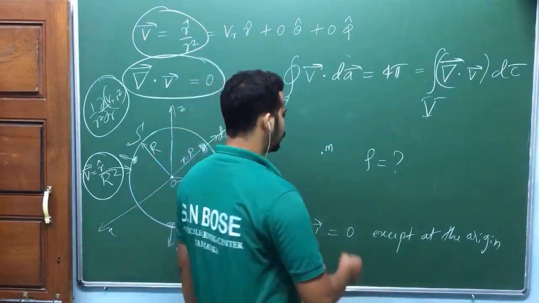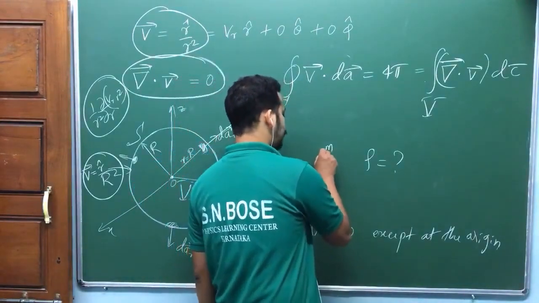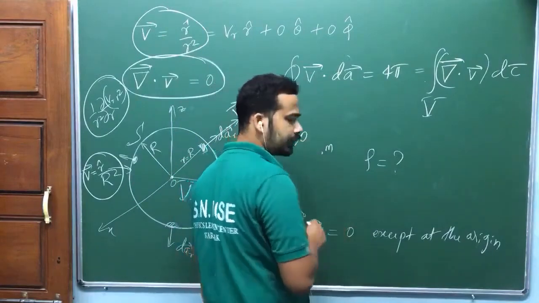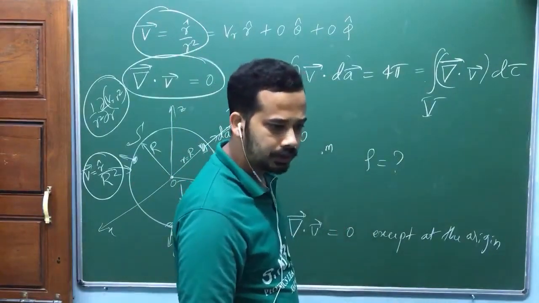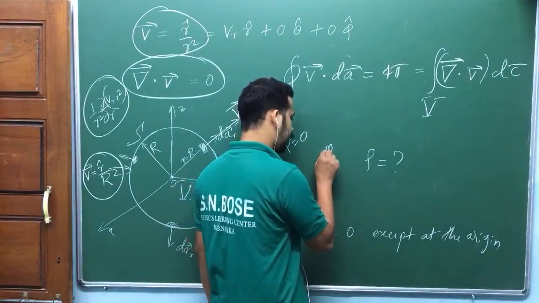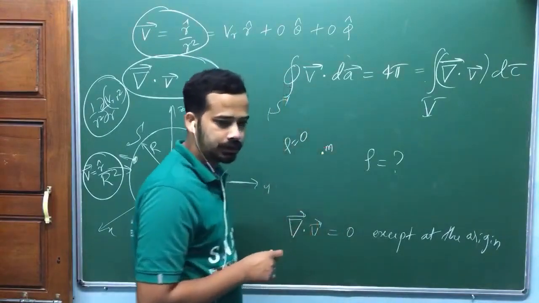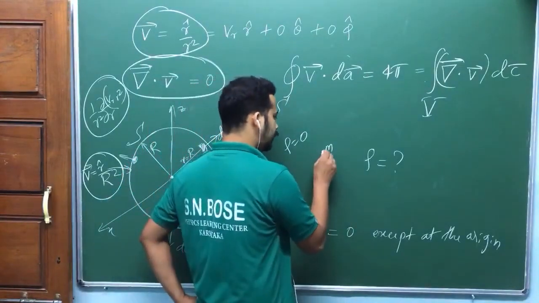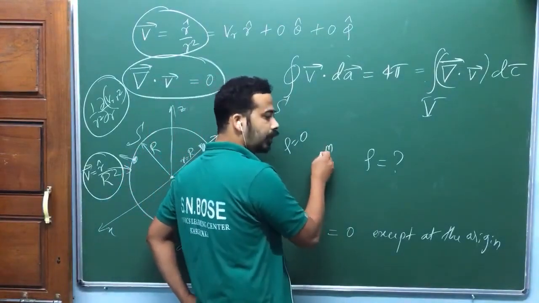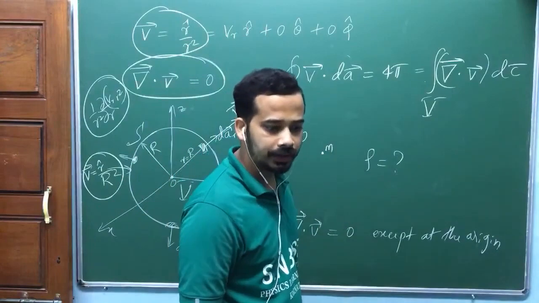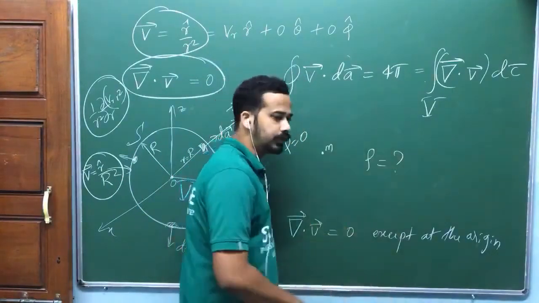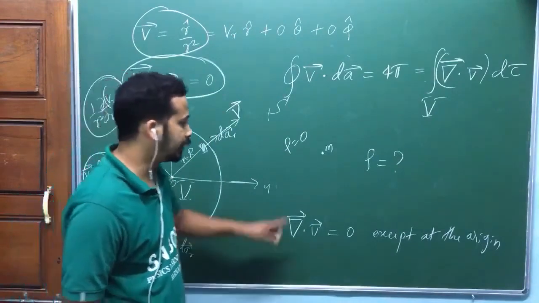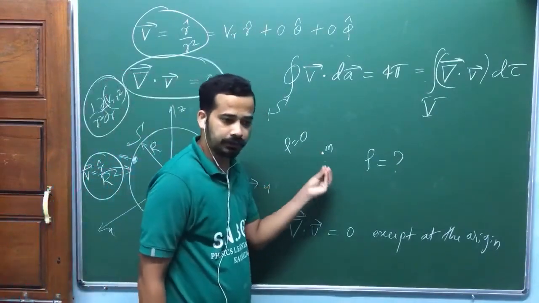Mass per unit volume. Other than this position, everywhere else your rho equals 0, because there is no mass. But at this position, suddenly there is the appearance of mass. So for a point mass, at this position you have infinite mass density, and everywhere else you have 0 mass density. Because it's a point particle, that's what I have taken.